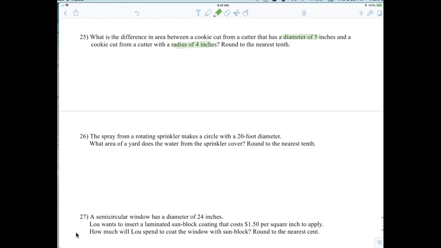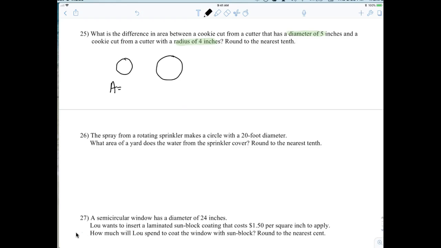No, because we're talking about area. All right, so again, listen. For this, remember you have a smaller one and you have a larger one. So you have to find the area of both. And the formula for area of a circle is A equals pi r squared. A equals pi r squared.